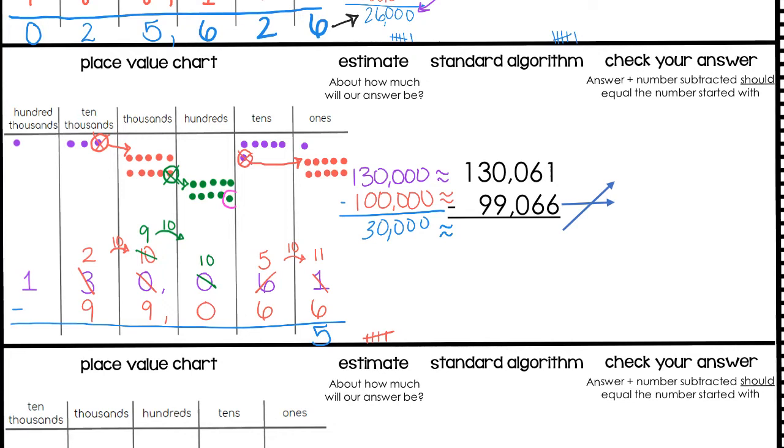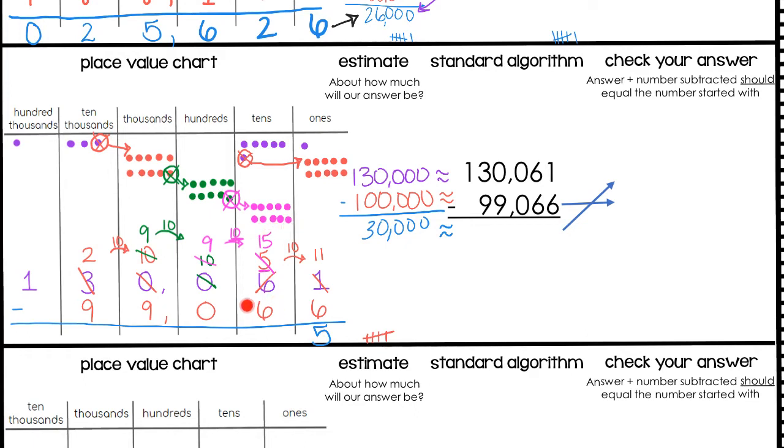So I have to regroup one of my hundreds into 10 tens. Count with me. 10, 20, 30, 40, 50, 60, 70, 80, 90, 100. And now I no longer have 10 hundreds. Now I have 9 hundreds. And I'm putting 10 more in my tens place. So this 10 plus this 5 is 15. And we can see we now have 15 tens. I try to do that in colors so you can make sure you were seeing the right thing.